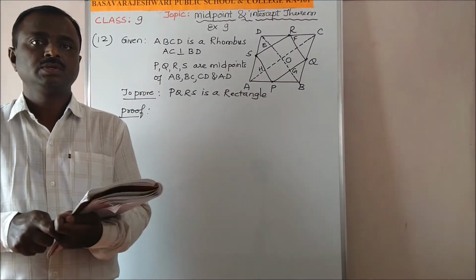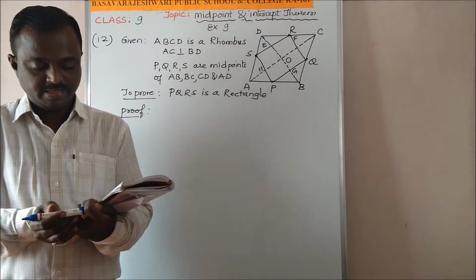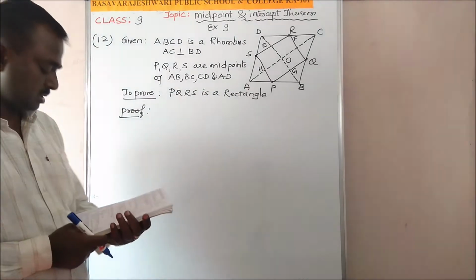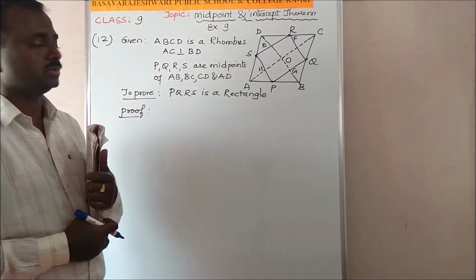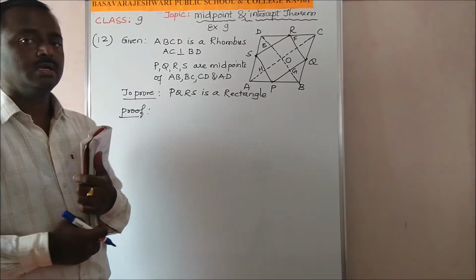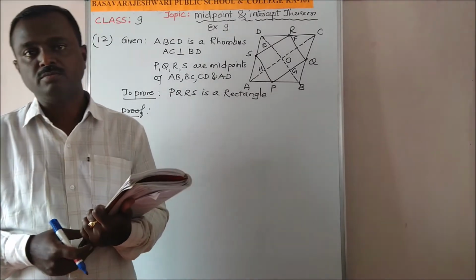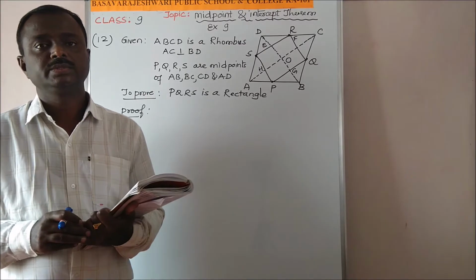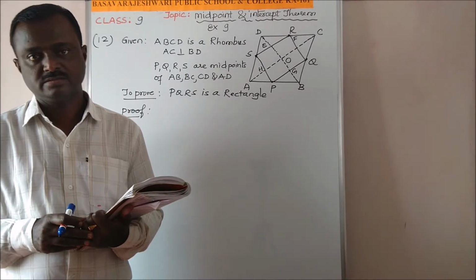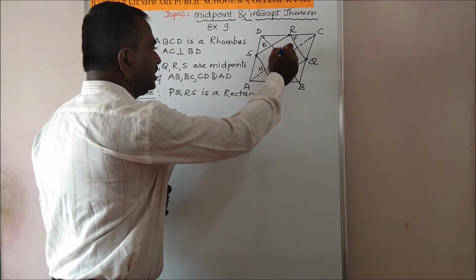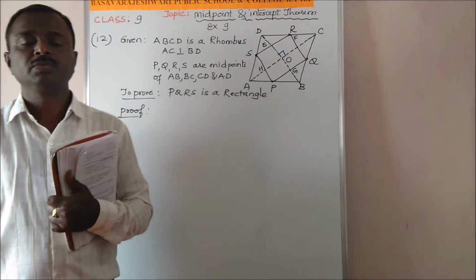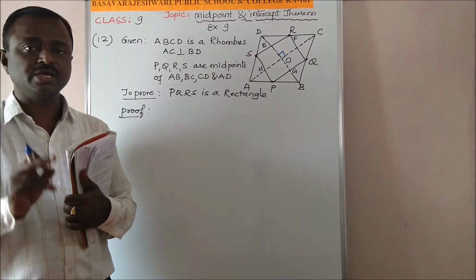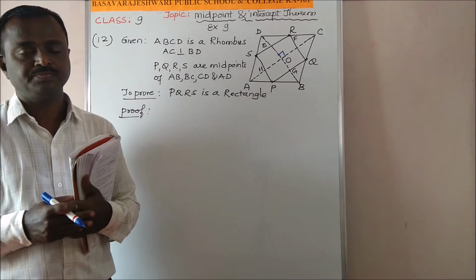So in this session, we will continue with exercise number 9, question number 12. ABCD is a rhombus. You know already the characteristics of a rhombus. In a rhombus, all the sides are equal. Second, diagonals bisect each other at right angles. Second thing, they are given P, Q, R, S are the midpoints of the sides AB, BC, CD and AD respectively.